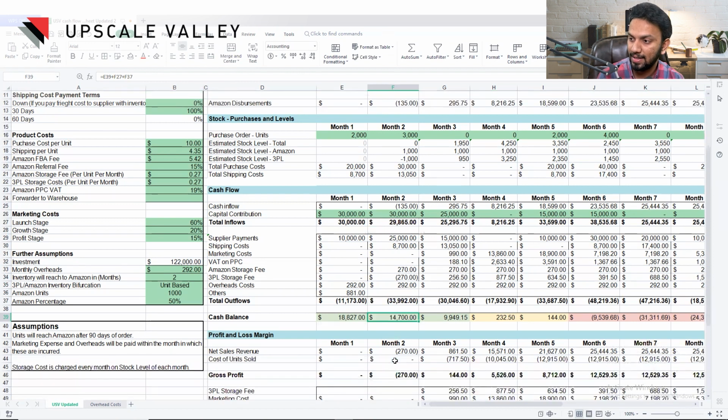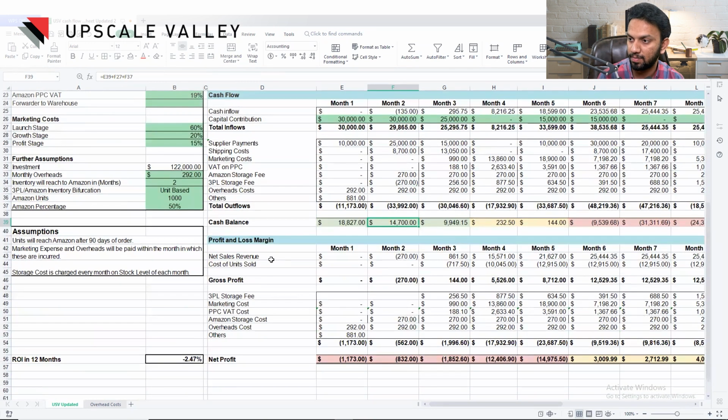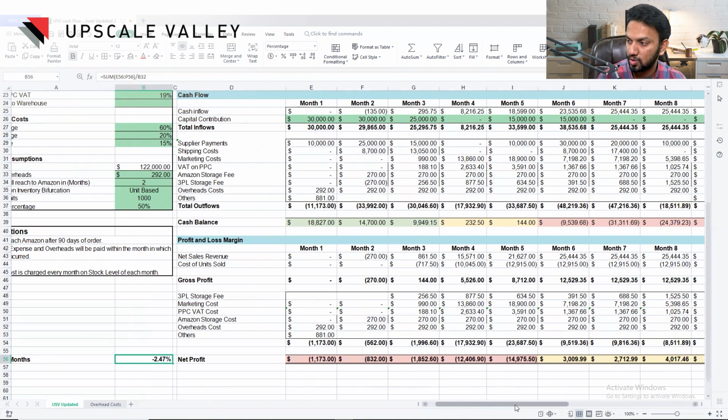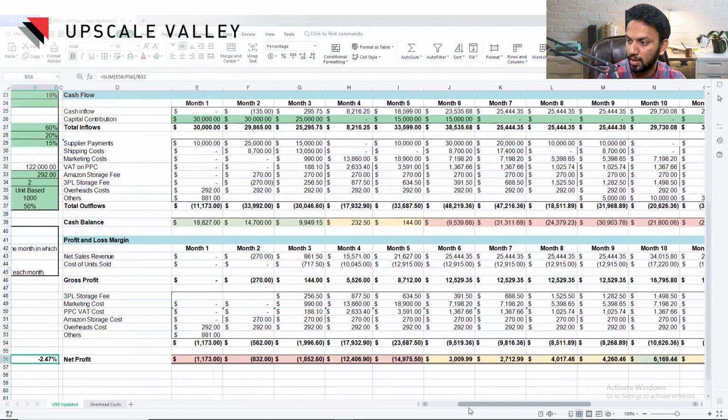The next great thing which is being done here is the profit and loss margins. And this is the thing, like I've been playing rigorously with these numbers, so don't go for this ROI in 12 months. But here's the profit and loss margin, like the net sales, and then all the cost that's being added, and then the net profit is being designed here. So here is the net profit overall.